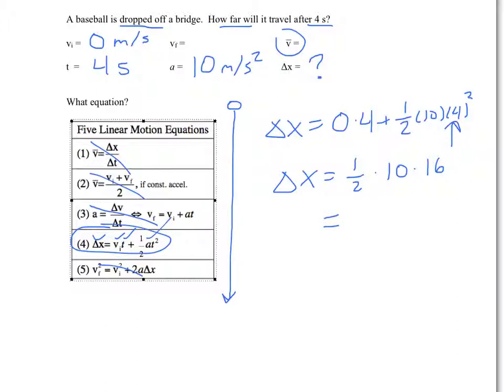So if we do that out, it's going to be 80. So 80 meters is our displacement. So in the course of 4 seconds, this rock will fall a distance of 80 meters. And that's basically that problem right there.